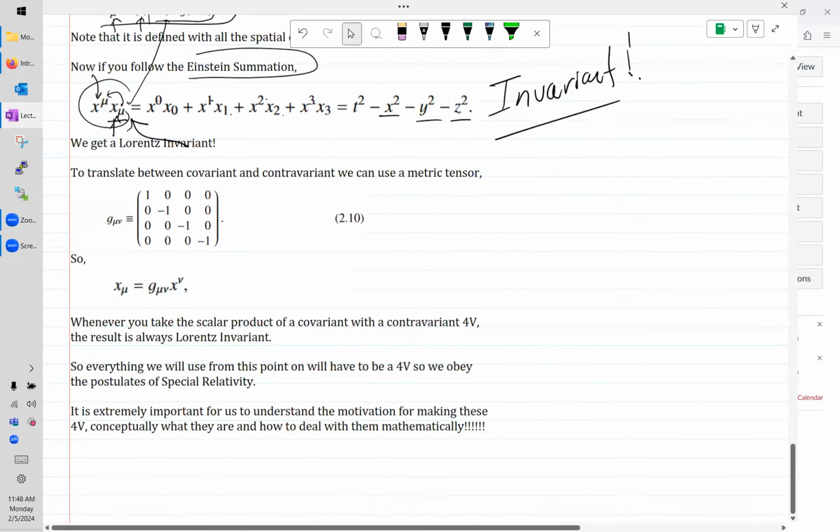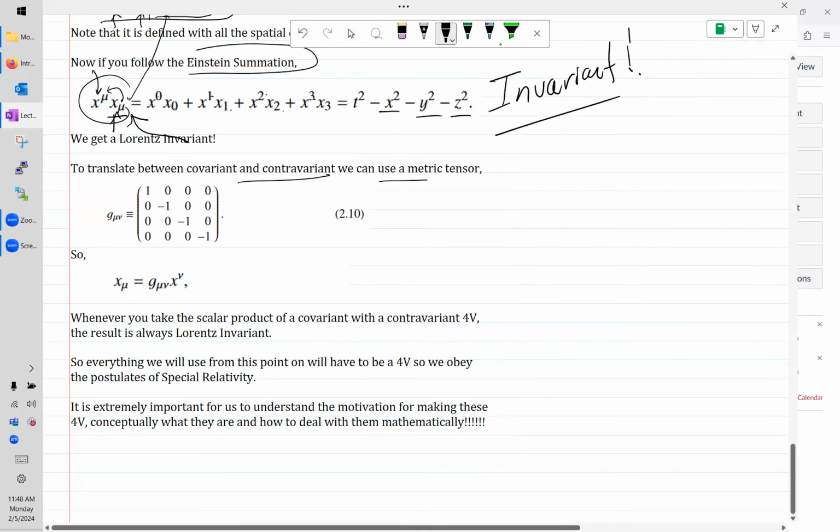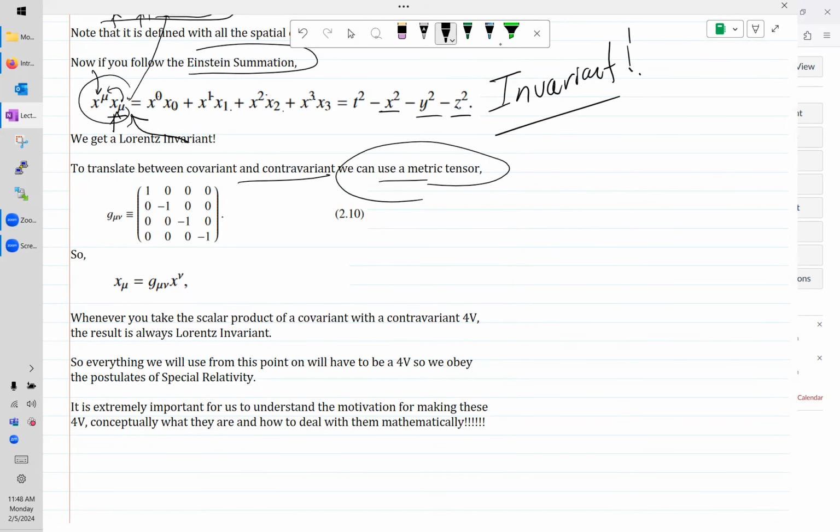In order to translate between covariant and contravariant, we use this thing called a metric tensor, specifically a flat metric tensor. We're not going to use this too much, so don't worry about it. If you ever take general relativity, you have to deal with a metric that's naturally not the simple one. Once again, I'm just going to do this explicitly for you in 1 minute. If we define this metric tensor to be this, we can transform a contravariant 4 vector into a covariant 4 vector. Let's just do it quick.